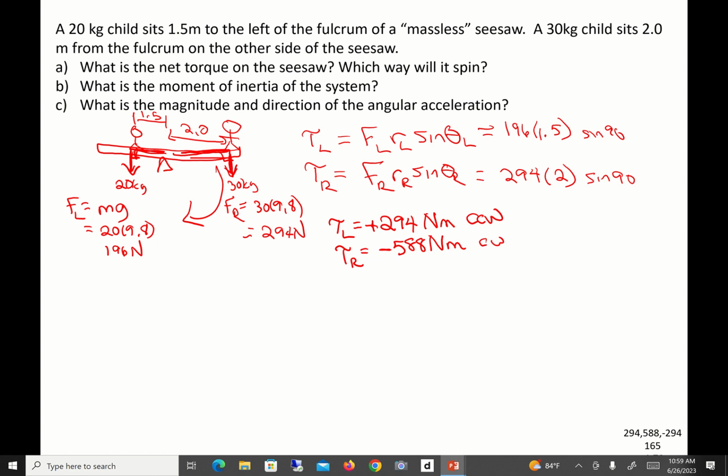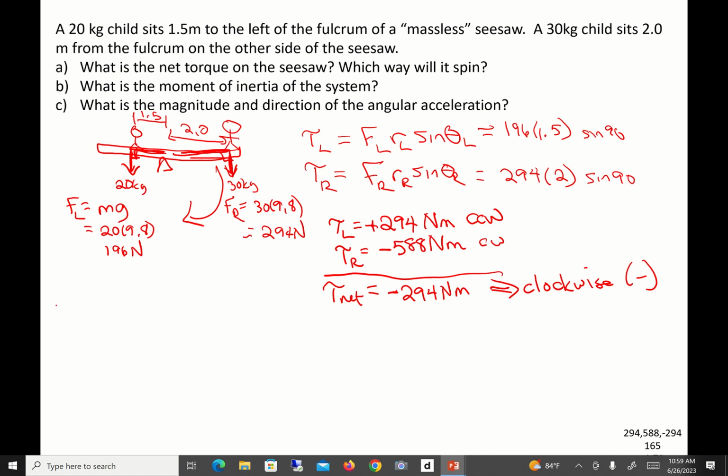So if I'm going to get my net torque, I'm going to add up those two. If I add up those two, 294 minus 588 is going to be negative 294 newton meters. And because it's negative, it's going to be clockwise, which is what we figured just from common sense. So it's clockwise because it's negative. And if you don't know from common sense, just do your math and you'll get a positive sign or a negative sign, and that'll tell you which direction it rotates.